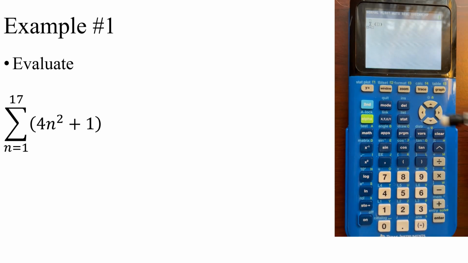So we're going to use our variable. This is our main variable button, and you can see it's an n because I changed it to sequence mode. So it's going to be n equals 1, and the top is going to be a 17. And all we're doing is just filling in the exact way it looks here. Now it's going to be 4n squared. So 4n squared plus 1, and we hit enter.